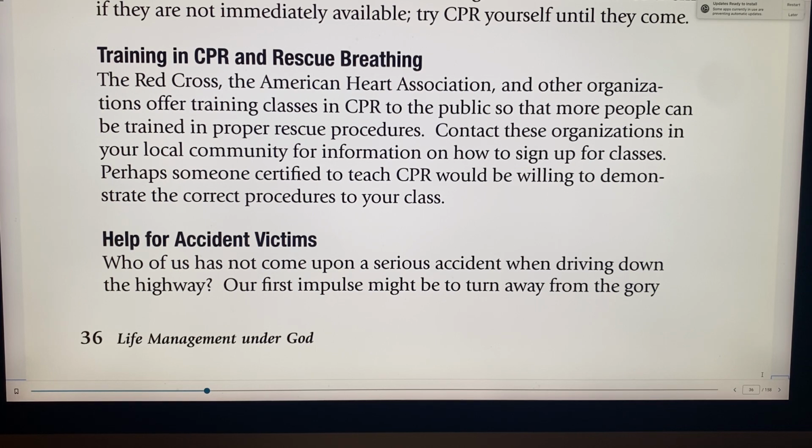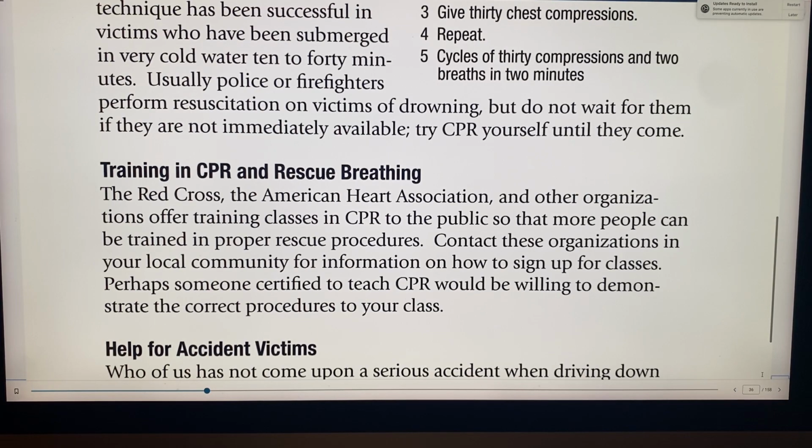In case of drowning, CPR can be performed intermittently. That means basically you can be submerged in the water for 10 to 40 minutes. So basically what they're saying is go as long.